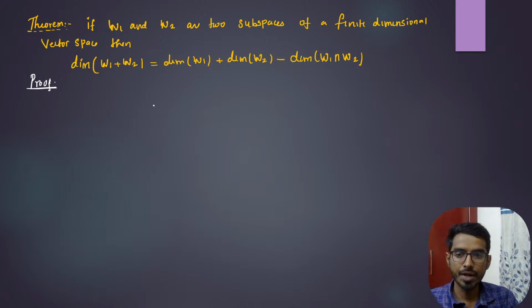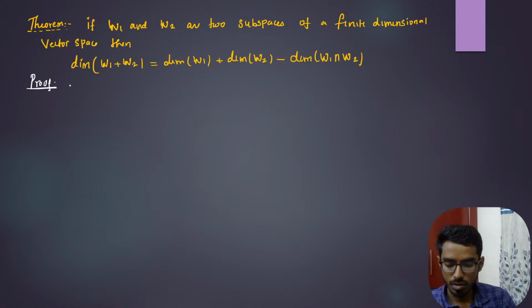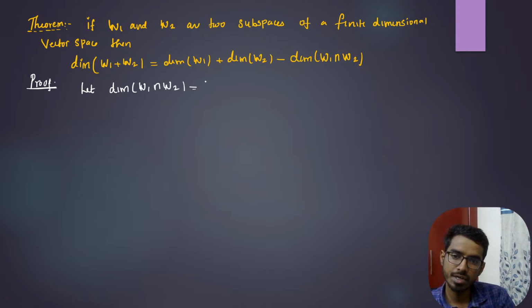Okay. So we'll try to prove the theorem. It'll be lengthy, but let us try to understand. It will take some time. So let us start with the assumption that the dimension of W1 intersection W2 is equal to k. That means W1 intersection W2 has k elements in the basis.